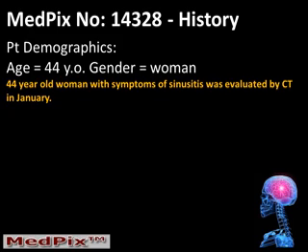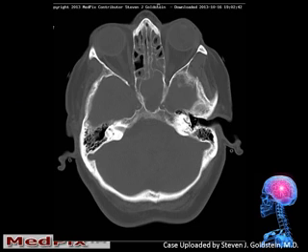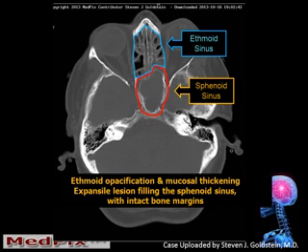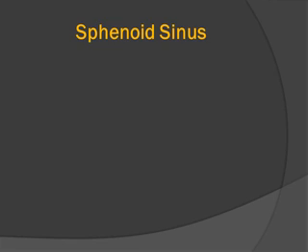We have a 44-year-old woman with symptoms of sinusitis who was evaluated by CT in January. The bone window image demonstrates the sphenoid sinus with mucosal thickening and homogeneous opacification of the sphenoid sinus with slightly convex margins. So we have evidence of recurrent or chronic sinusitis as well as a fluid-filled sinus.